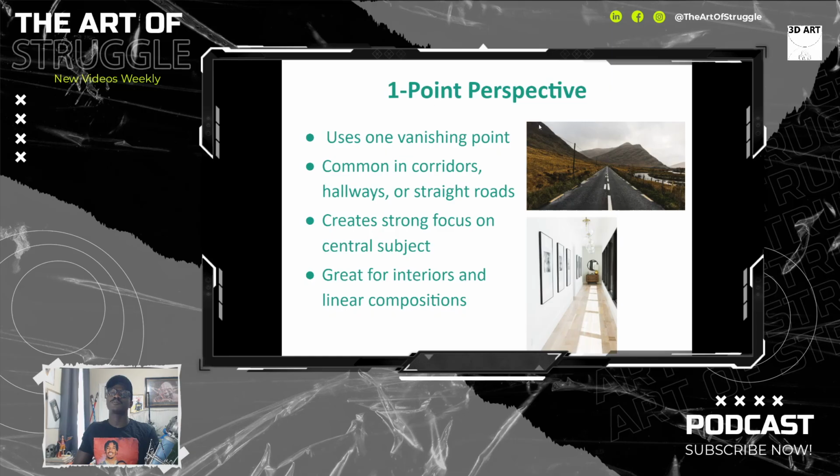All right. So when we talk about 1-point perspective, it uses 1 vanishing point all the way back there, and it's usually for corridors, hallways, straight roads. It creates a strong sense of focus because it's kind of leading you down. They're usually very beautiful as well, right? It's very serene because it's almost symmetrical, so it gives you this sense of peace. It can also be a little eerie depending on what you've put down the corridor. So it definitely invokes a certain sense of emotion. It's great for interiors and linear compositions.